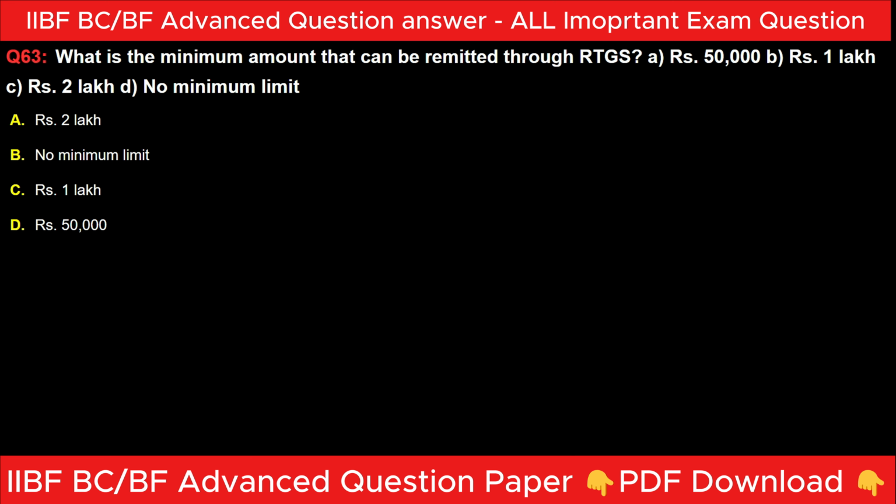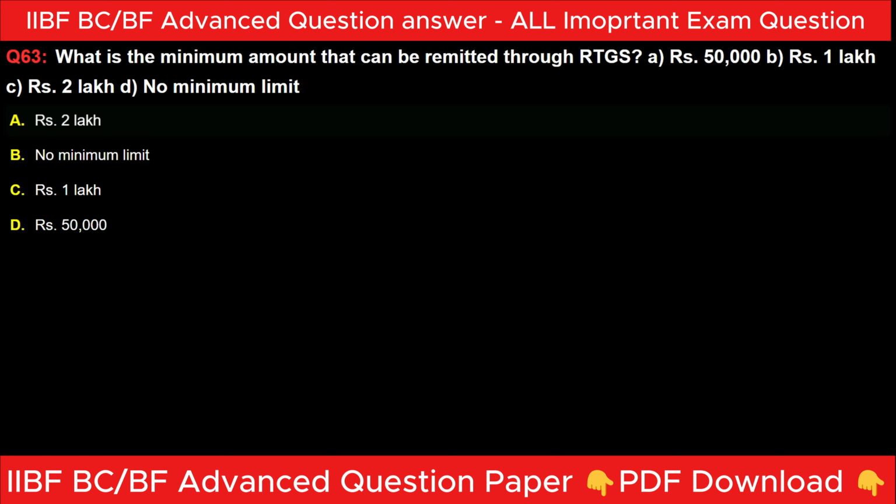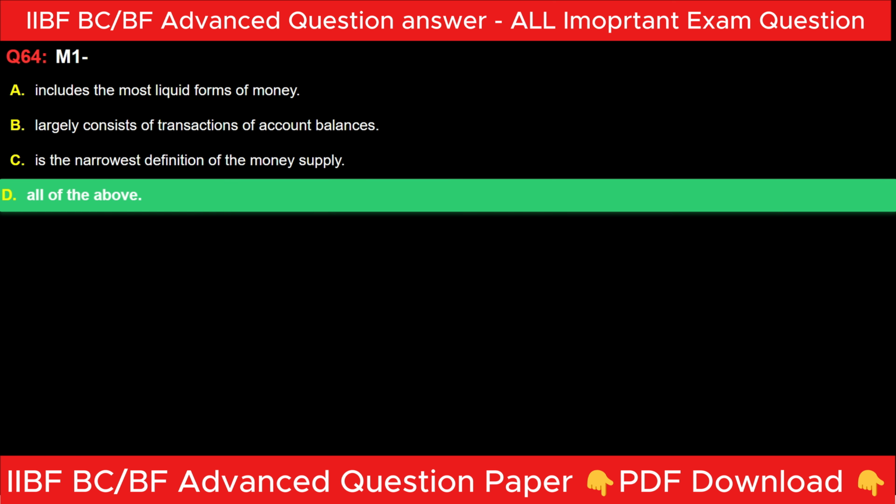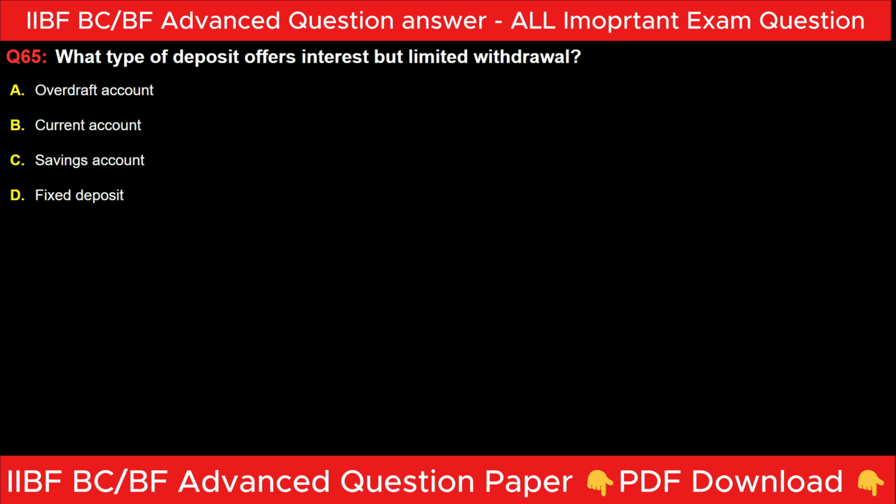What is the minimum amount that can be remitted through RTGS? A. 50,000 rupees, B. 1 lakh rupees, C. 2 lakh rupees, D. No minimum limit. 2 lakh rupees. All of the above. What type of deposit offers interest but limited withdrawal?